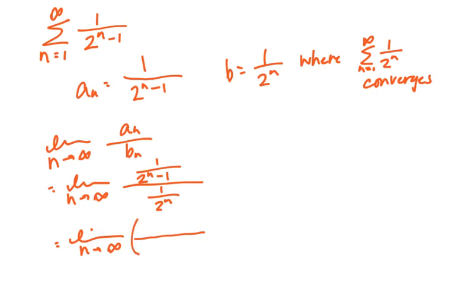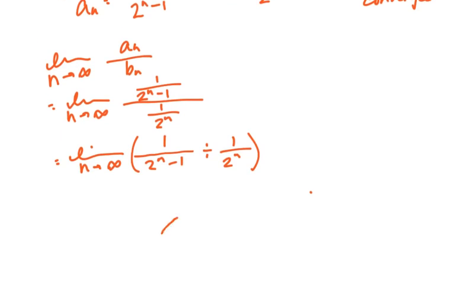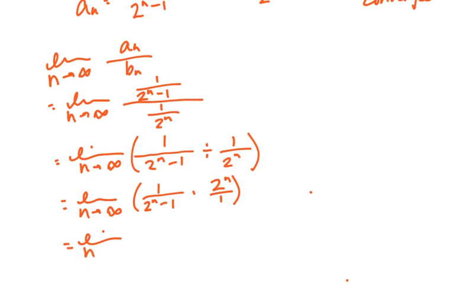So we're going to take 1 over 2 to the n minus 1, and we're going to divide it by 1 over 2 to the n. That means we're going to flip and multiply. So we say the limit as n approaches infinity of 1 over 2 to the n minus 1 times 2 to the n over 1, which is the limit as n approaches infinity of 2 to the n over 2 to the n minus 1.